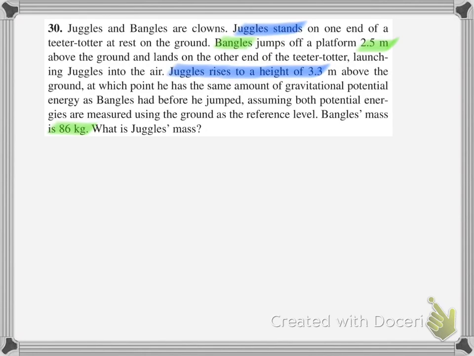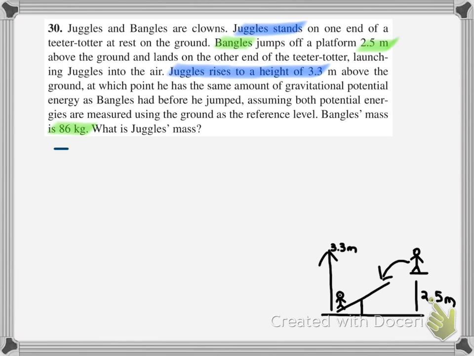What is Juggles' mass? Here it's key that they tell us that at one point they will have the same gravitational potential energy. So our first step should be to just draw a diagram. Here we have Bangles at a platform 2.5 meters above the ground, and here we have our teeter-totter. Here we have Juggles standing on one end at ground level. When Bangles jumps, he will launch Juggles into the air to a height of 3.3 meters above the ground.